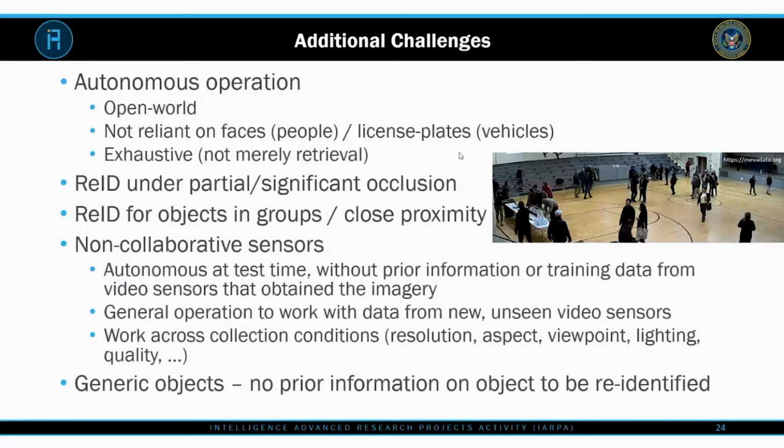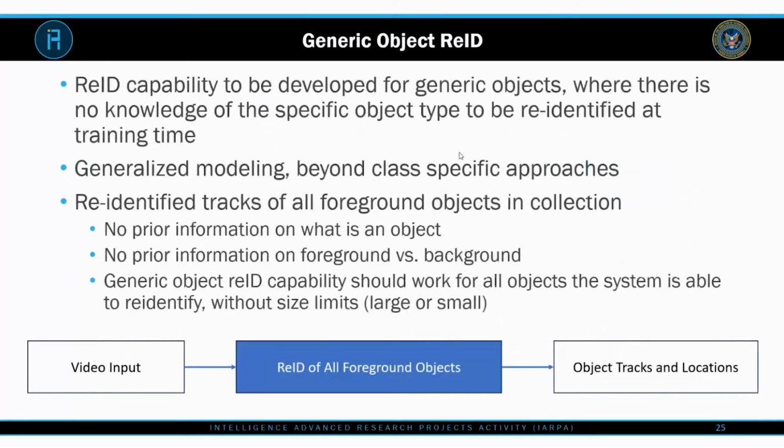In addition to working on specific objects that we know, such as people and vehicles, we are also looking to develop a capability for generic objects, where there's no prior information on the object to be re-identified. For this generic object re-ID, there's no knowledge of the specific object type to be re-identified at training time. This is looking for a more generalized modeling approach beyond class-specific approaches.